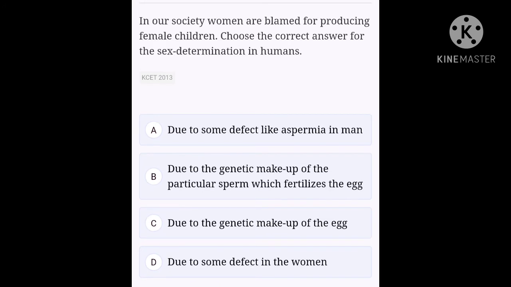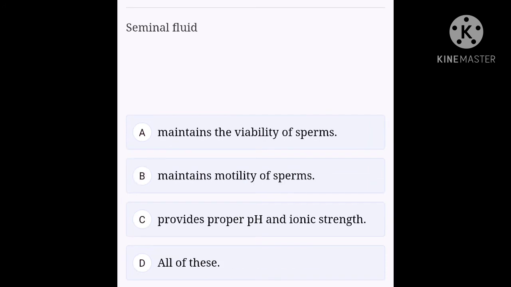Next question. In a society, women are blamed for producing female children. Choose the correct answer for the sex determination in humans. Option A, due to some defect like aspermia in man. Option B, due to some genetic makeup of the particular sperm which fertilizes the egg. Option C, due to genetic makeup of the egg. Option D, due to some defect in the human. And the correct answer for this question is B, that is due to genetic makeup of the particular sperm which fertilizes the egg.